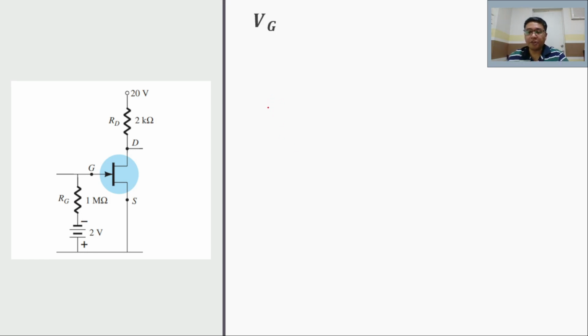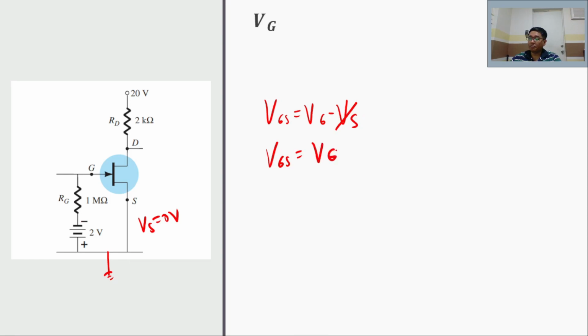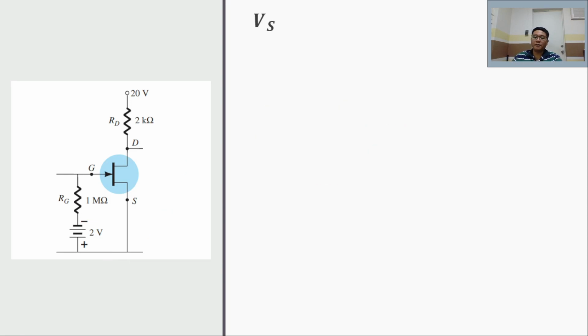For the gate voltage VG, use the equation VGS is equal to VG minus VS. Since the source is directly connected to the ground, which gives us a voltage of 0 volts, VGS is equal to VG, which is equal to negative 2 volts. And lastly, for VS, or the source voltage with respect to ground, since this is connected to the ground directly, VS is equal to 0 volts.